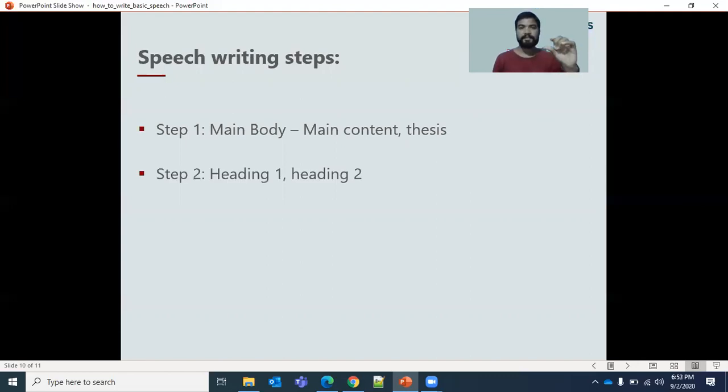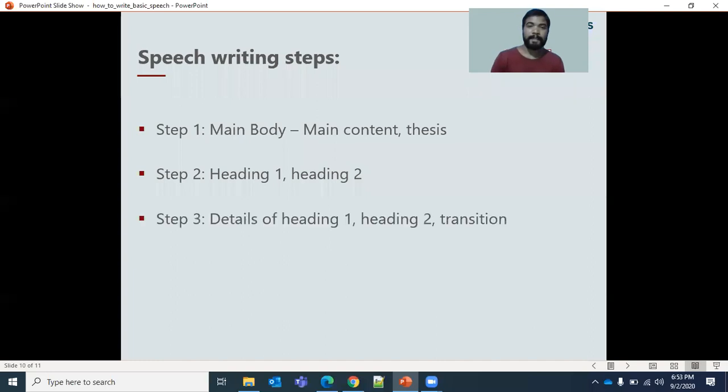After that, this main body contains two headings. You can give three or anything, but not more than three. If you give lots of headings, it will be difficult for the audience to digest everything. So you place two headings, and after that the details of heading one and heading two, with a transition between each of the headings, then the next part.